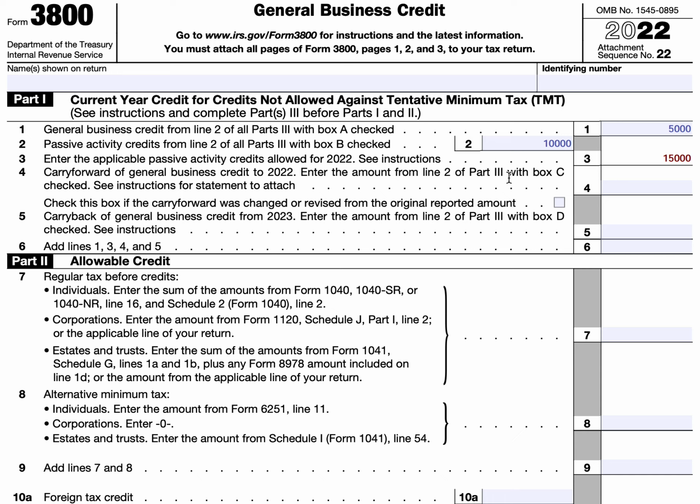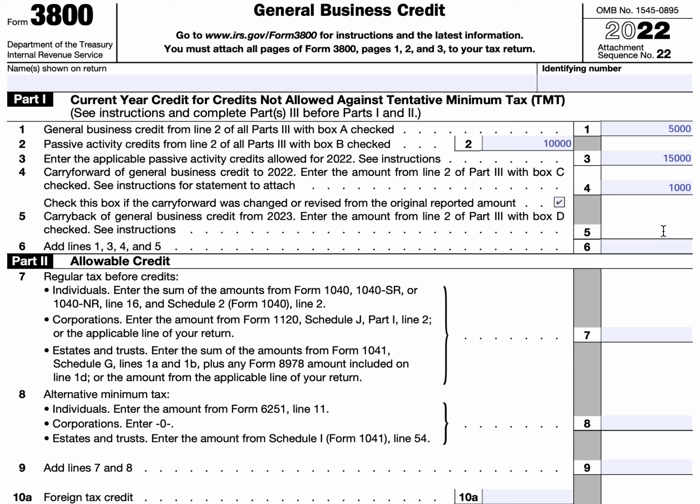Now in line 4, we're going to carry forward any general business credits, which is from line 2 of part 3 with box C checked. If you recall, box C was the carry forward and then box D were carry backs. So let's imagine that we have $1,000 of carry forwards. You'll check this box if the carry forward was changed or revised from the original reported amount. So if you carried this forward from tax year 2021, but then or 2020, and then you had changed that one, then you need to annotate that in this box.